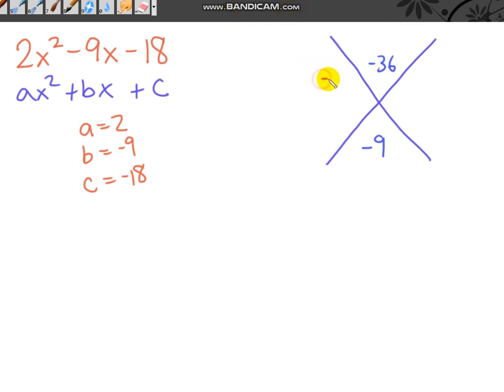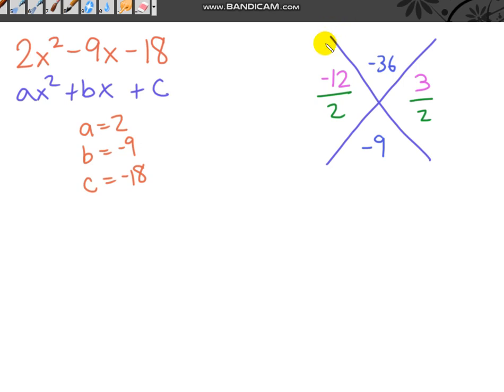But basically, if you go ahead and make your list of numbers, I believe this should be negative 12 and positive 3. Because negative 12 times 3 will get you negative 36, and we know negative 12 plus 3 will get you negative 9. Next, when you're doing the x method, you're going to take the a term, and you need to divide it through. So divide by 2.